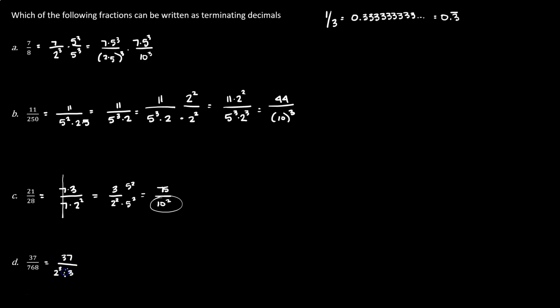Now, here is the problem. We have a 3 in the denominator. And because 37 is prime, I know that it will not reduce with 3, and it will not reduce with 2, which means the 3 in this denominator is going to cause a non-terminating decimal, the same way that the 3 in the denominator of 1/3 creates a non-terminating decimal. So we know part D cannot be written as a terminating decimal.